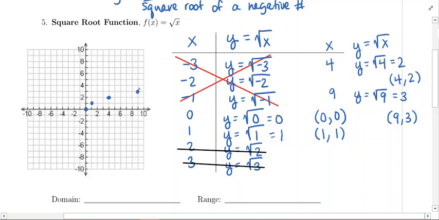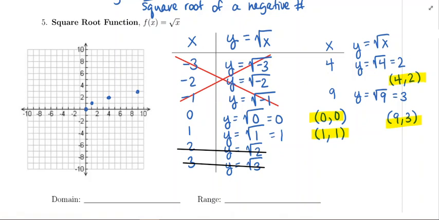And then the last x value on our grid here is 10. If x is 10, the y value would be the square root of 10. I don't know that off the top of my head, so I'm not going to bother with that point. So we've got 4 good points to plot on this graph: the origin, (1, 1), (4, 2), and (9, 3). And I've already plotted them as we were going along.